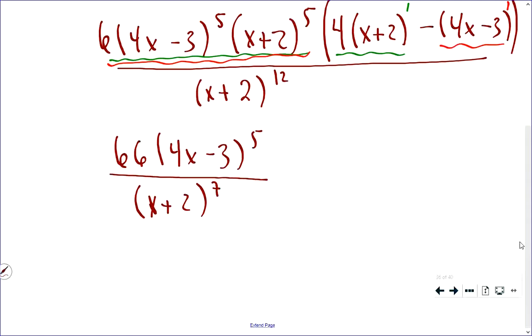So I have (x+2) raised to the 5 over (x+2) raised to the 12, which is (x+2) raised to the 7 on the bottom. We've got a bunch of canceling going on. So that's the derivative.